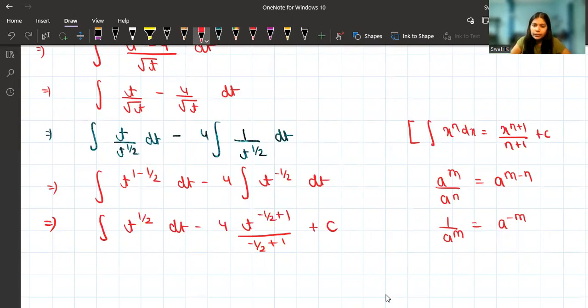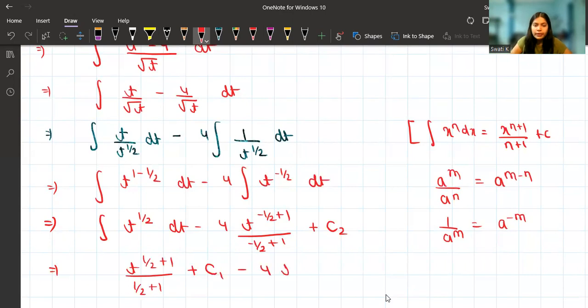So if you want, you can write this as C2, because for this I'm going to write C1, so I'm writing this for C2. And now the integration of t raised to half will become t raised to half plus 1 upon half plus 1. That is the formula. And then, of course, the constant of integration that I'm writing as C1 minus 4.